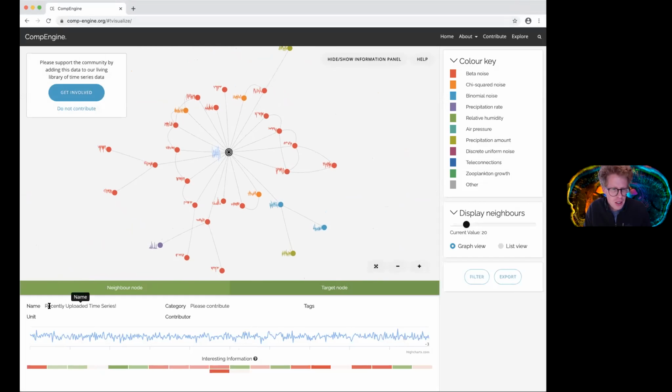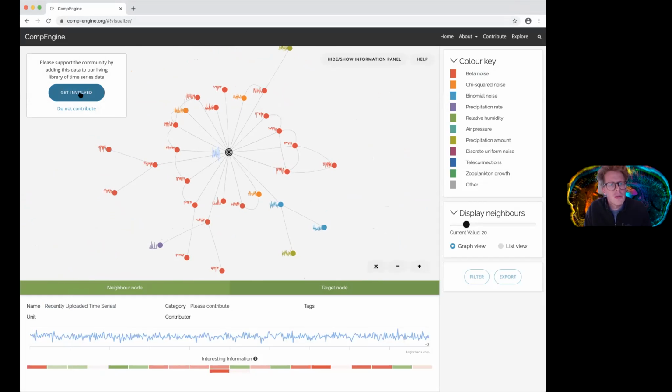So this is the data that I've just uploaded. And it's telling me where it sits with respect to all these features and the rest of the library. This was a piece of noise that I uploaded, and it's saying all my similar synthetic data are different noise processes.